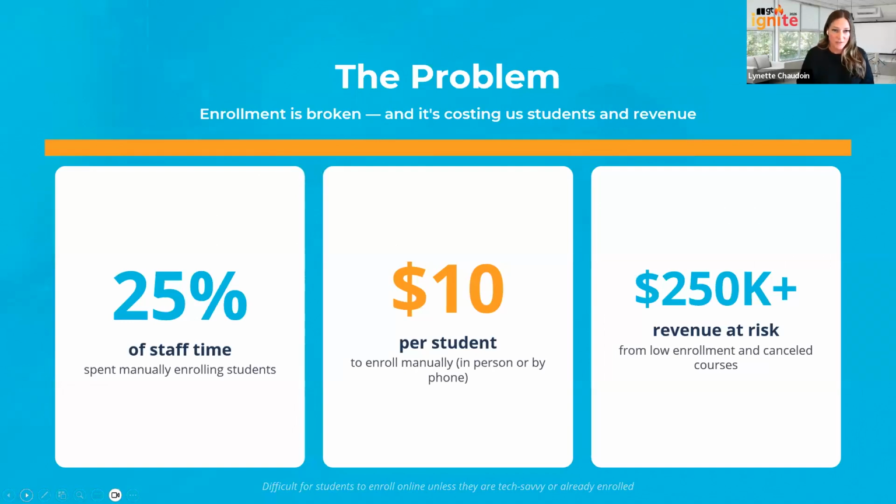We worked with the City Colleges of Chicago, and they had come to us with a big problem. So they knew that their enrollment was broken. They were seeing that 25% of the staff time was being spent enrolling students. It was costing about $10 per student to enroll them manually. And they also calculated that they were losing at least up to $250,000 a year of revenue risk just because people were dropping out of the process.